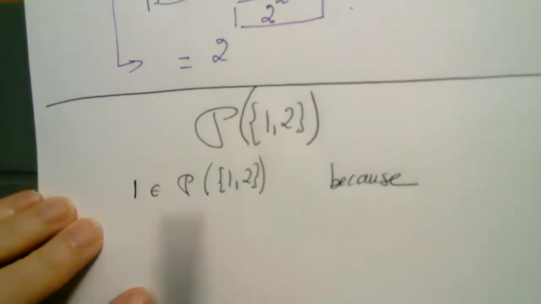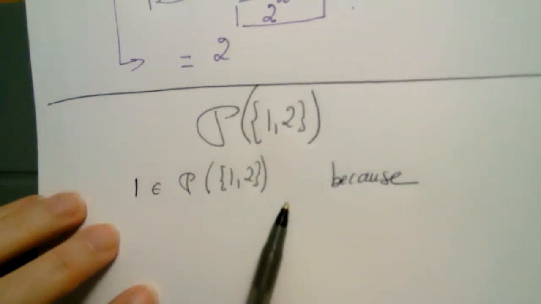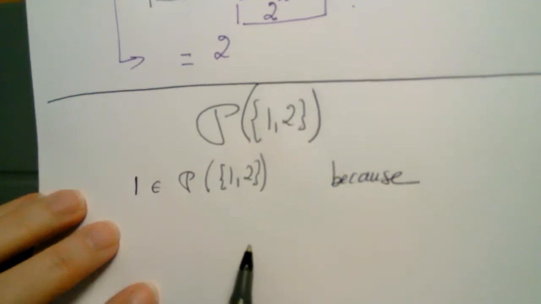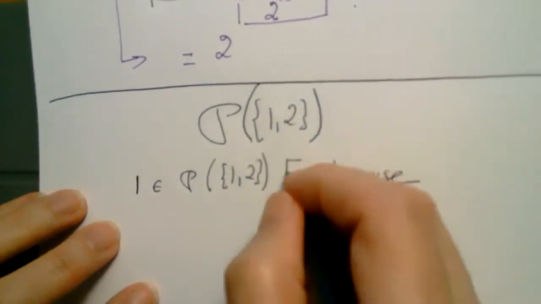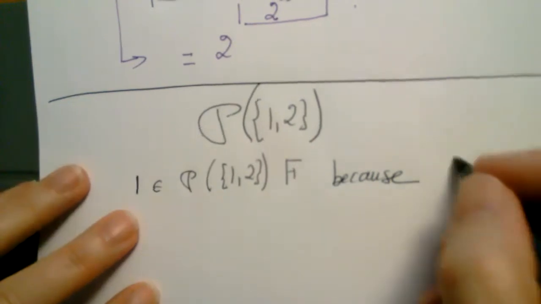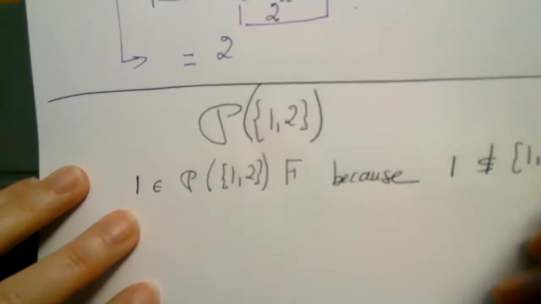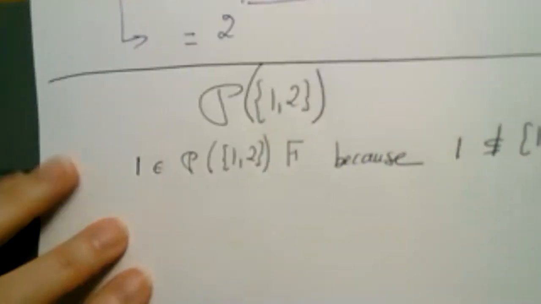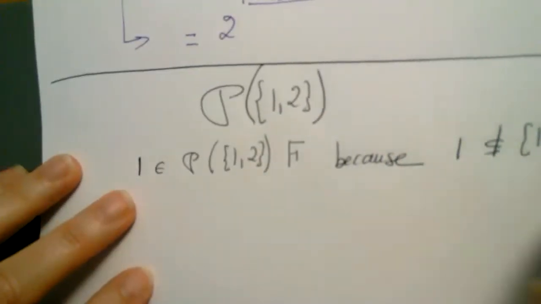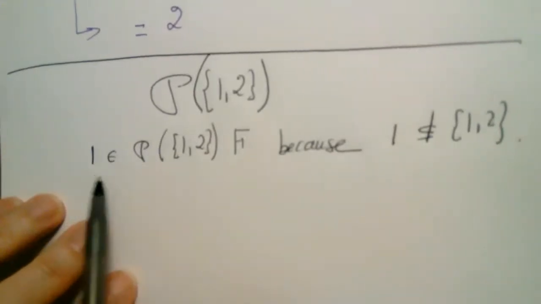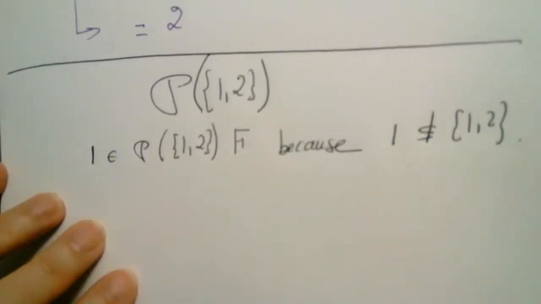Okay. 1 is an element of the power set. True or false? False, because it would be the set {1}. Yes, because 1 is not a subset of that. What's the definition of an element of the power set? It means it's a subset. It's not, because 1 is not a subset, it's just an element.